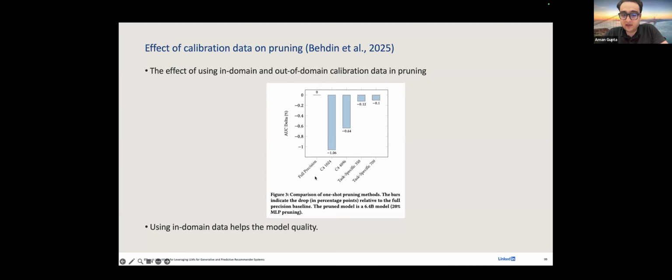We see that when we are using C4 data, when we add more data points, the drop in accuracy is smaller, which really tells us that we need to add more data when we do the pruning. However, when we go to in-domain data, the drop actually becomes much smaller. And when we add even more data, it's a very small drop in accuracy. So basically, the lesson is that we need both in-domain data and more samples. Both of them help us to reduce the drop in accuracy.